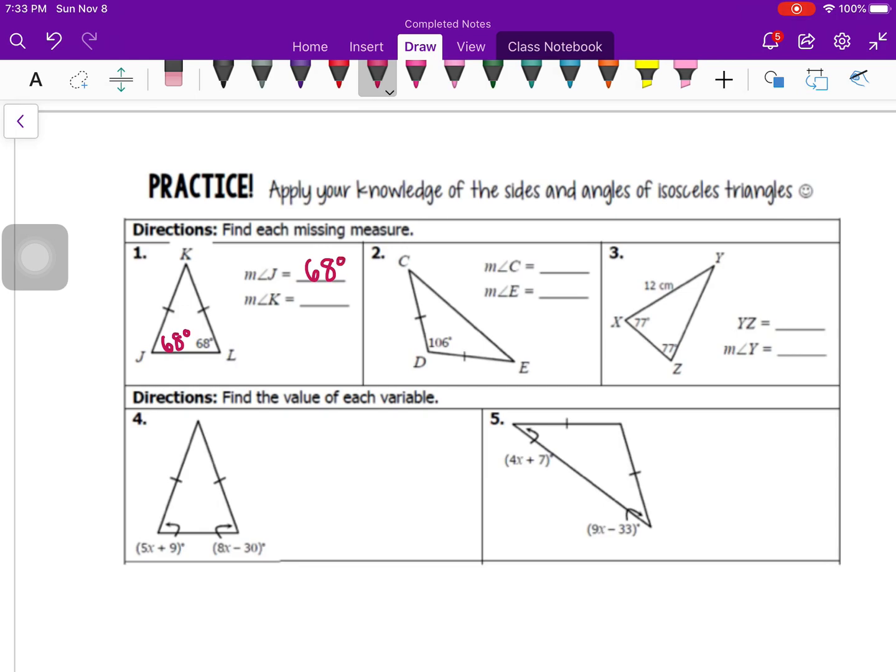Now, if we want to find that third angle, we can just take our triangle angle sum. All three angles add up to be 180. Subtract 68 two times from 180, and we get 44 degrees.